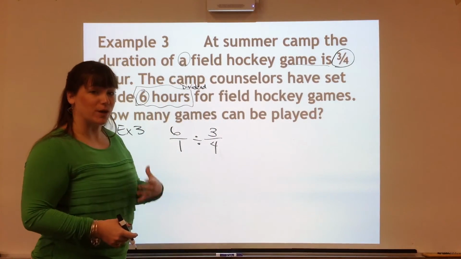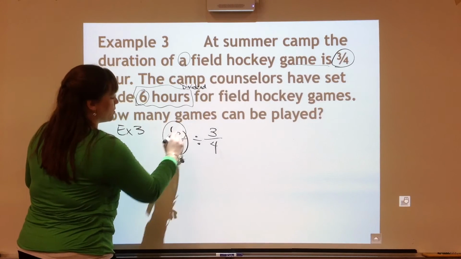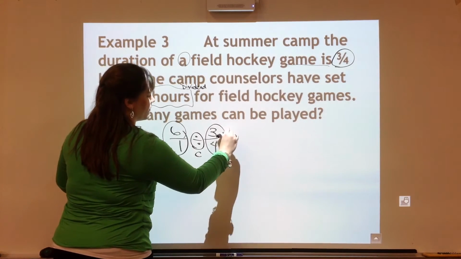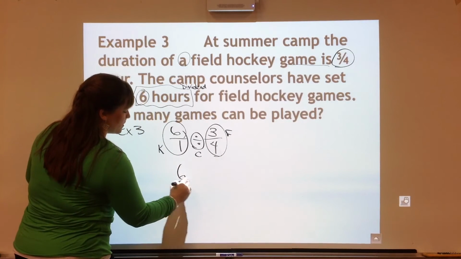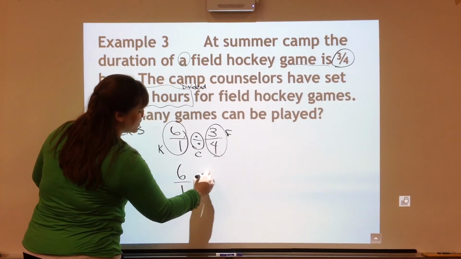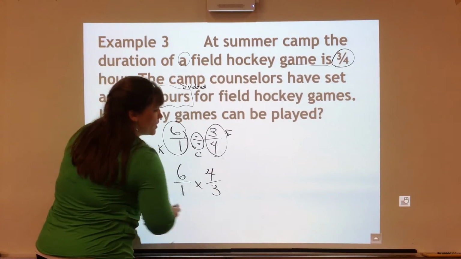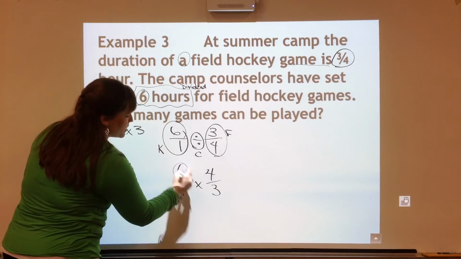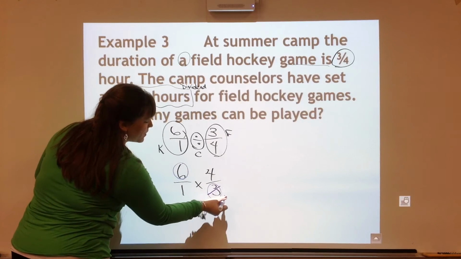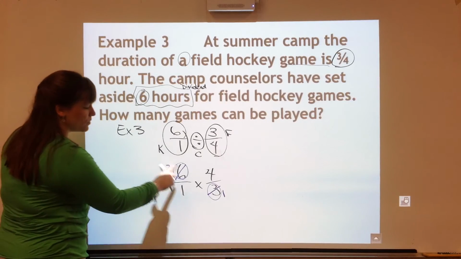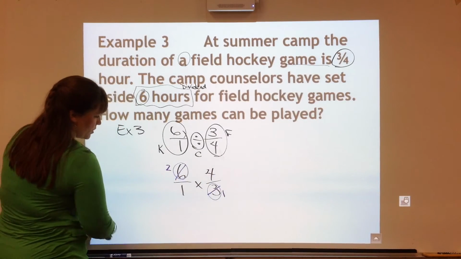So now we're going to do our steps. We're going to circle, this is the keeper, we're going to change, and we're going to flip this one. So this is going to be 6/1 times 4/3. I'll just switch here. We notice that 6 and 3 have a common factor of 3. We're going to divide out, and so we have 2 times 4, which is 8.